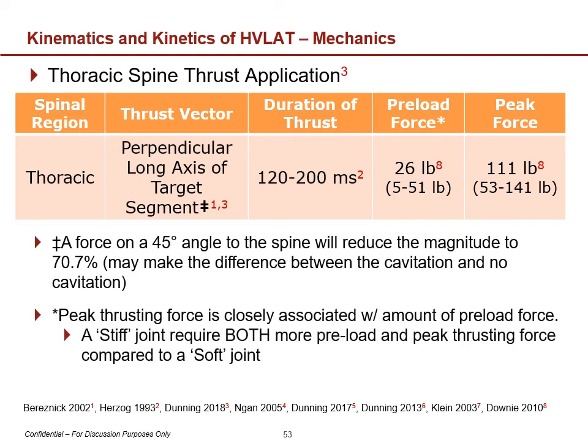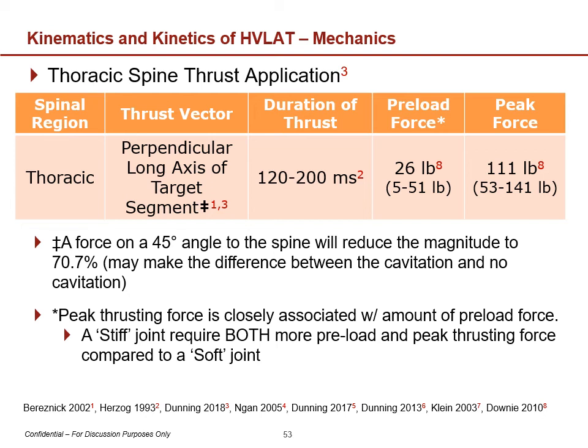So with the thrust application, the thrust vector is perpendicular to the axis of the target segment. A force at a 45-degree angle to the spine will reduce the magnitude of the thrust by approximately 70%, which is significant. This may make the difference between a cavitation and no cavitation. The duration of the thrust is a little bit longer than that of the cervical spine. It's 120 to 200 milliseconds, whereas the cervical spine, as we saw, could be as quick as 60 milliseconds.